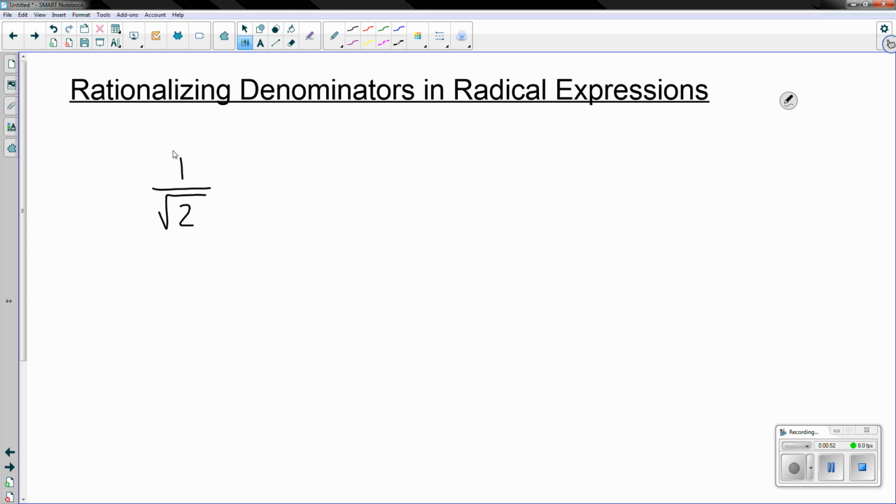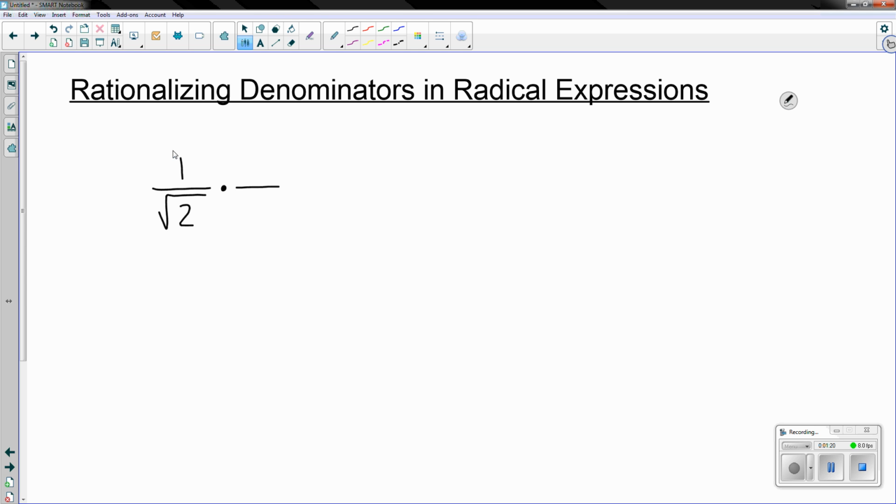So how do we do that? Well, if we know that we're trying to just change the format and not change its value, we're going to try to multiply by a form of 1. Because we know that multiplying by 1, the multiplicative identity, anything times 1 is itself. We don't literally want to multiply by 1 because I'll just get 1 over the square root of 2 again, but rather a form of 1.